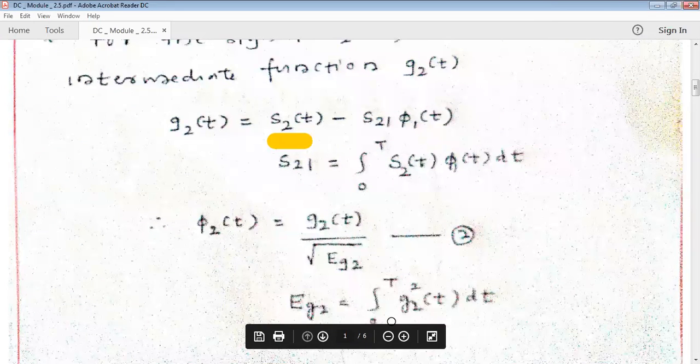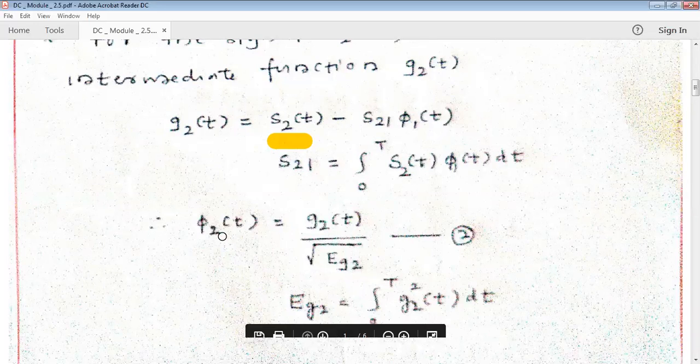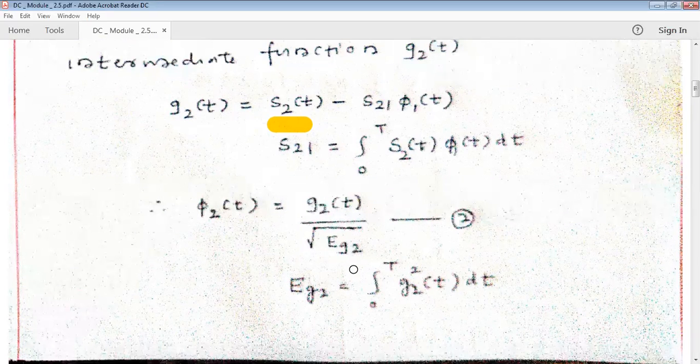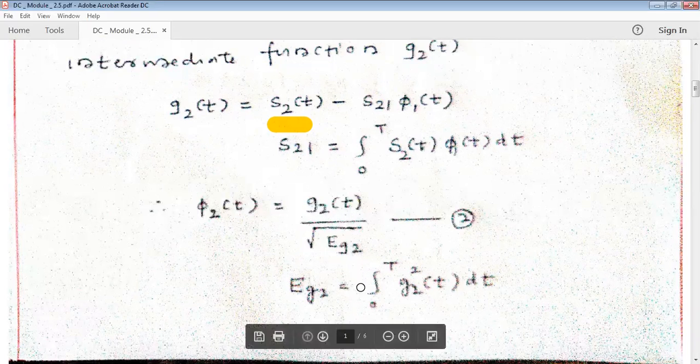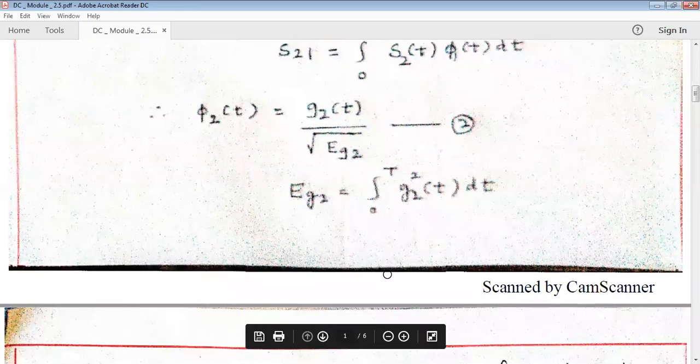So now the equation to find the second basis function phi 2 of t is equal to g2 of t divided by the square root of the energy of this new intermediate function g2 of t, which is given by E_g2. So this is the energy of the signal g2 of t, and it is calculated in a similar way, the integral from 0 to T of g2 square of t into dt.